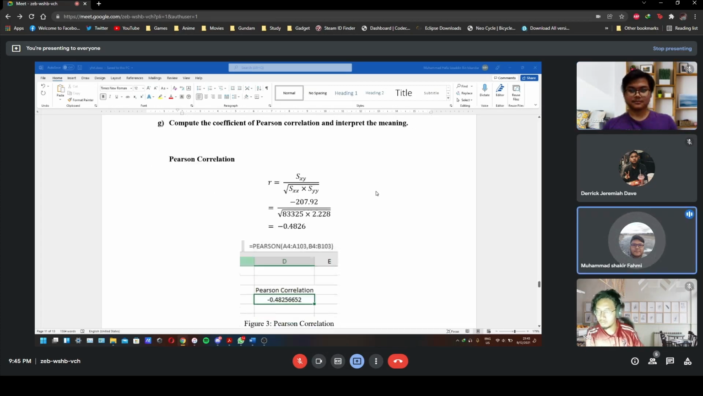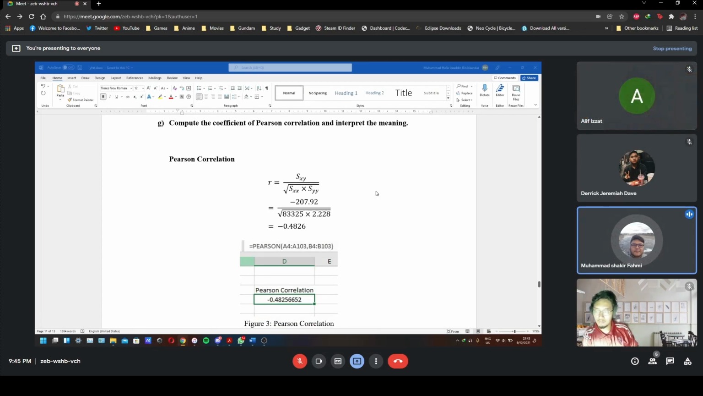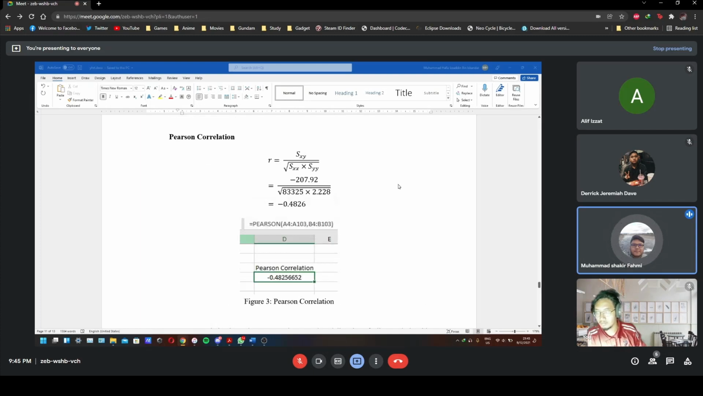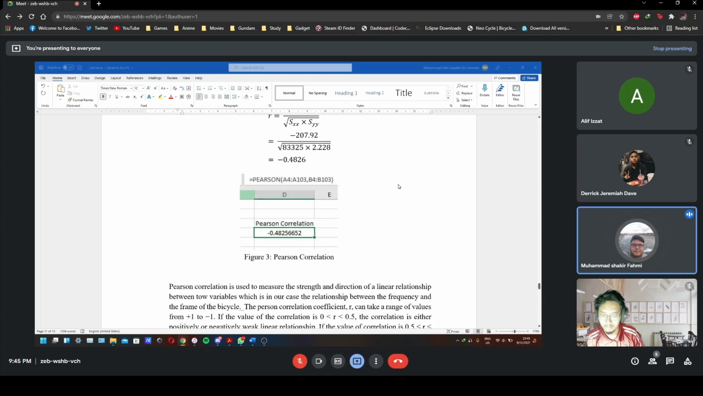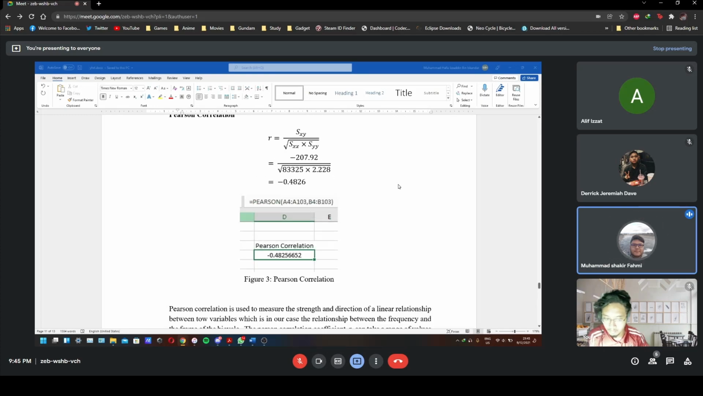As for the G question, we need to compute the coefficient of Pearson correlation and interpret its meaning. So we need to find the Pearson correlation, where the formula is r equal to SXY over the square root of SSX multiplied by SYY. So we substitute the values that we calculated: 207.92 divided by the square root of 83,325 multiplied by 2.228, which is equal to negative 0.4826.